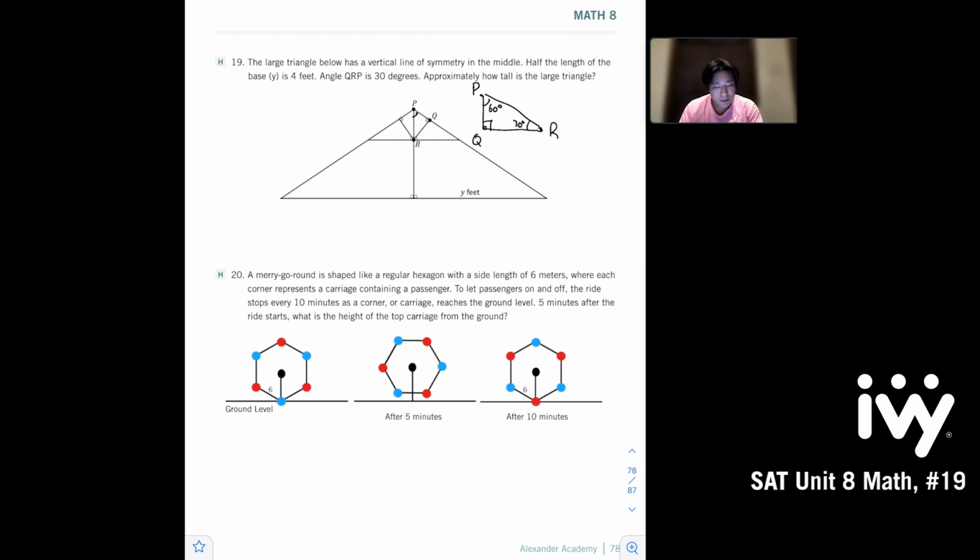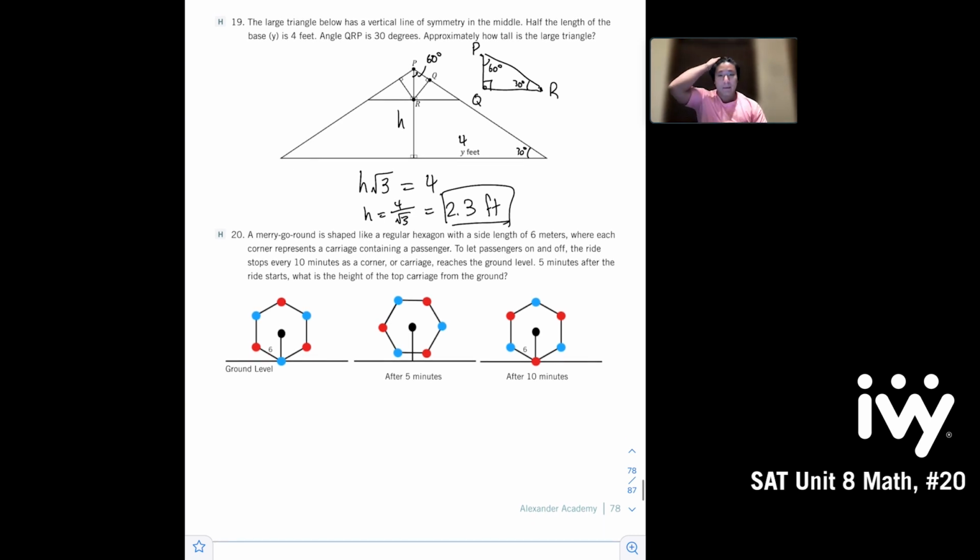Since they're similar, we know that this big triangle is a 30, 60, 90 triangle, because this is going to be 30 degrees, and this is 60 degrees. So if we label the height h, and this being 4 feet, by the 30, 60, 90 rules we just learned, h square root 3 should be equal to 4. Now doing a little bit of algebra, h is equal to 4 over square root 3, which is about 2.3 feet.